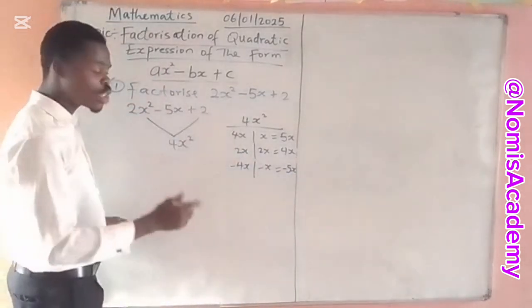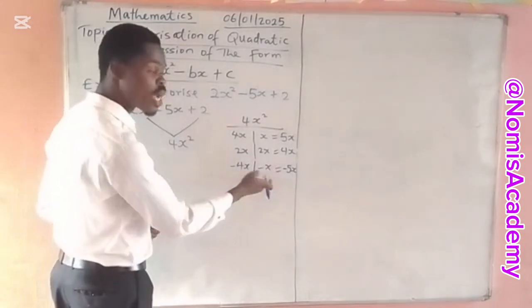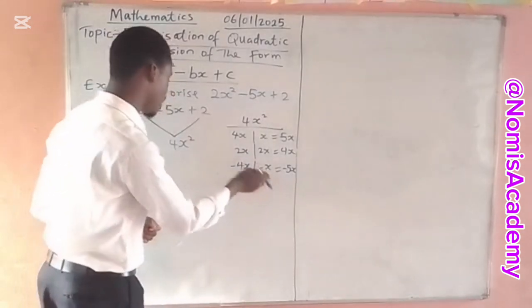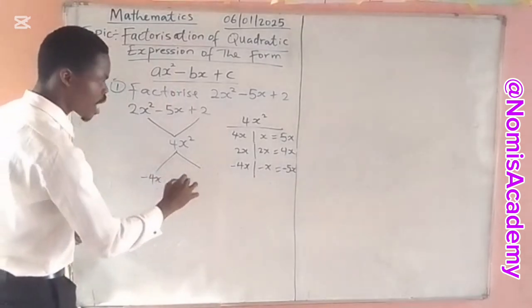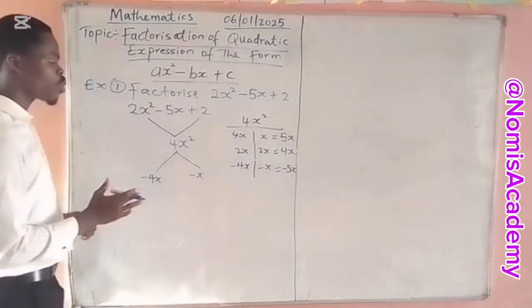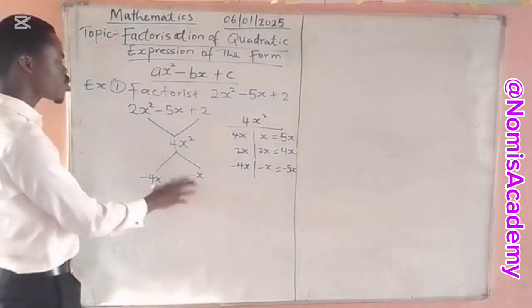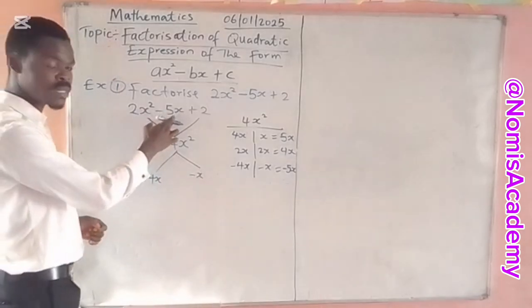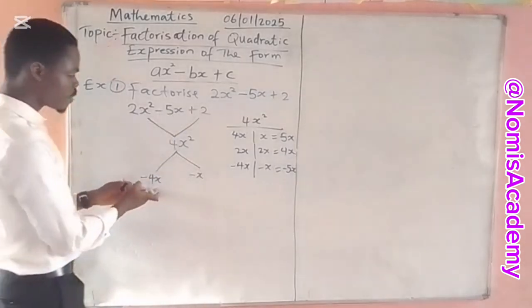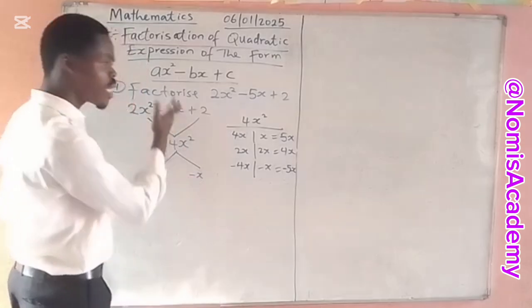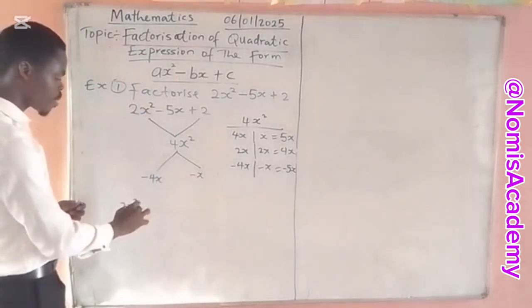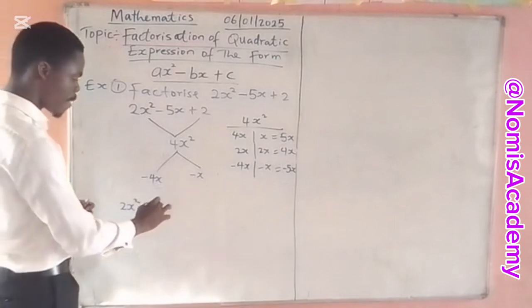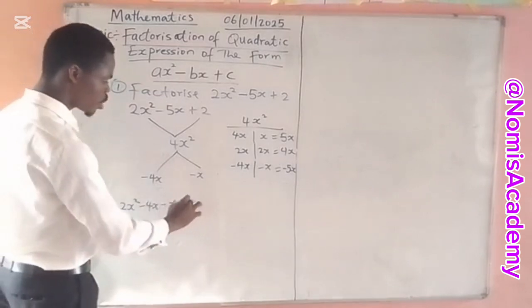Therefore, the factors we are going to be using are minus 4x and minus x. So we'll write it here. Minus 4x and minus x are the required factors that sum up to minus 5x. So I'm going to put minus 4x and minus x in the middle term. And that will be 2x squared minus 4x minus x plus 2.